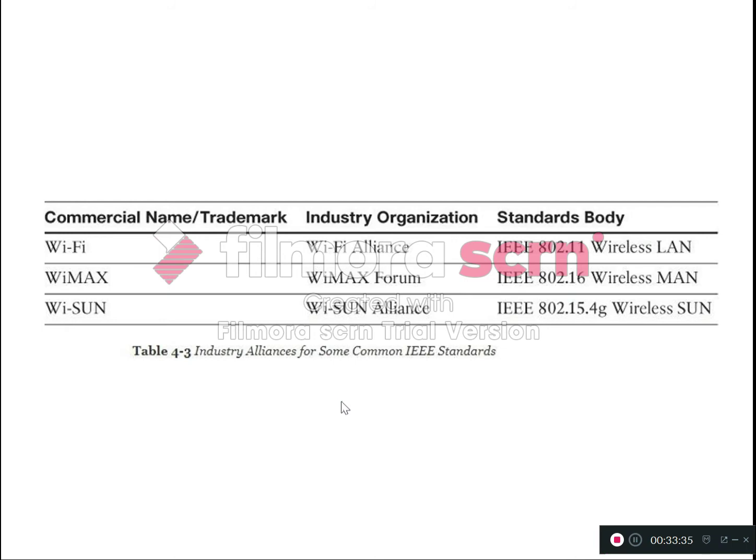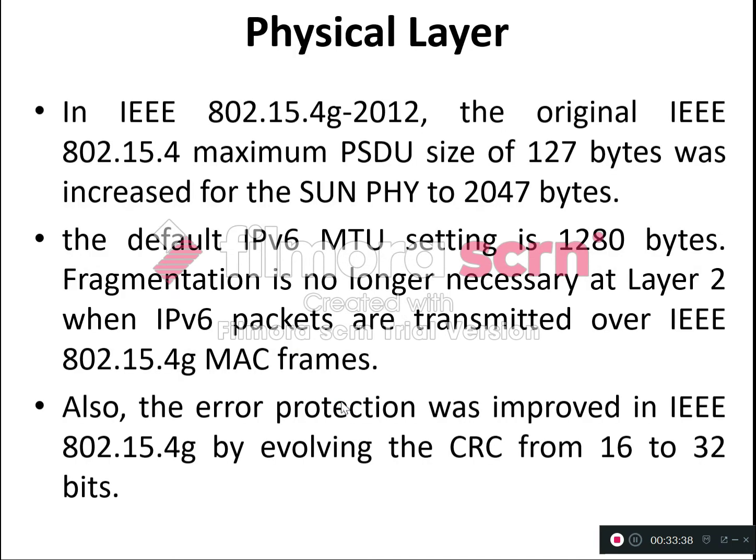Wireless SUN, SUN is Smart Utility Network.